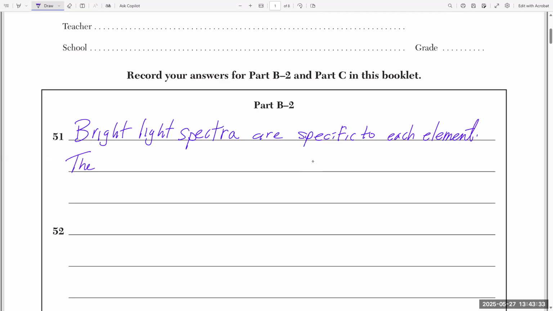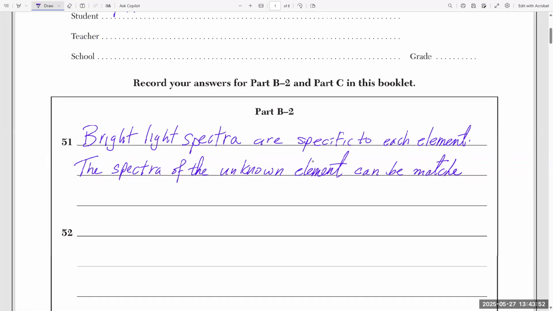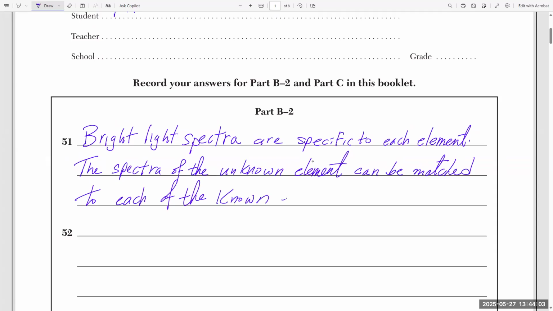The spectra of the unknown element can be matched to each of the known elements. Okay, that's supposed to be a period.